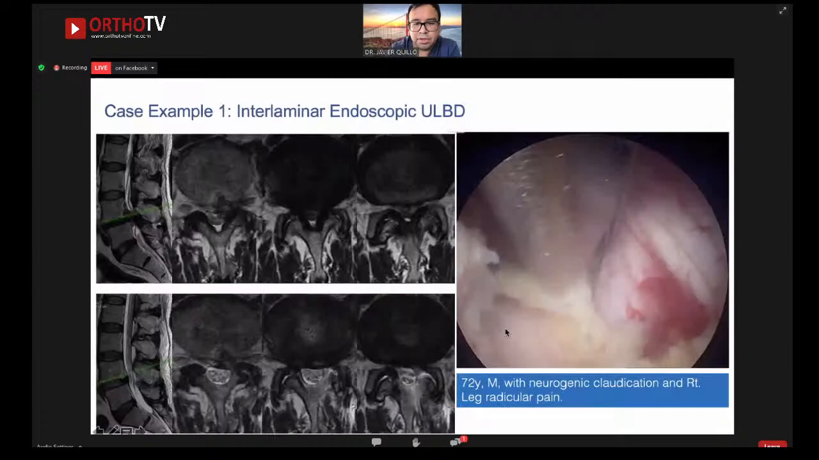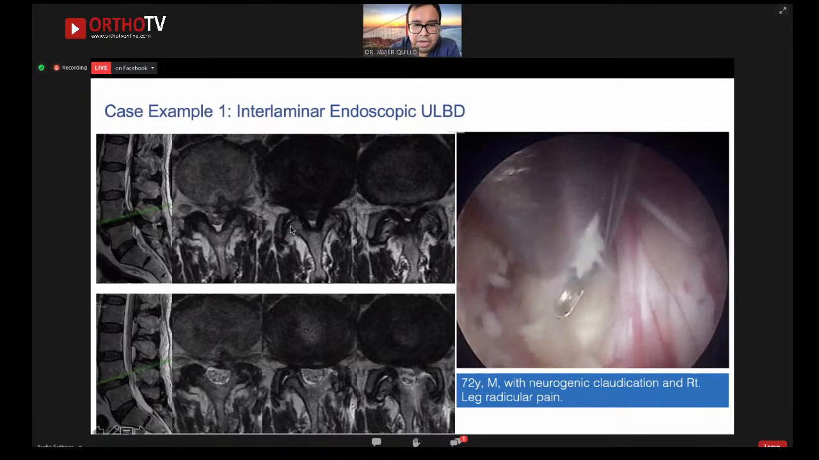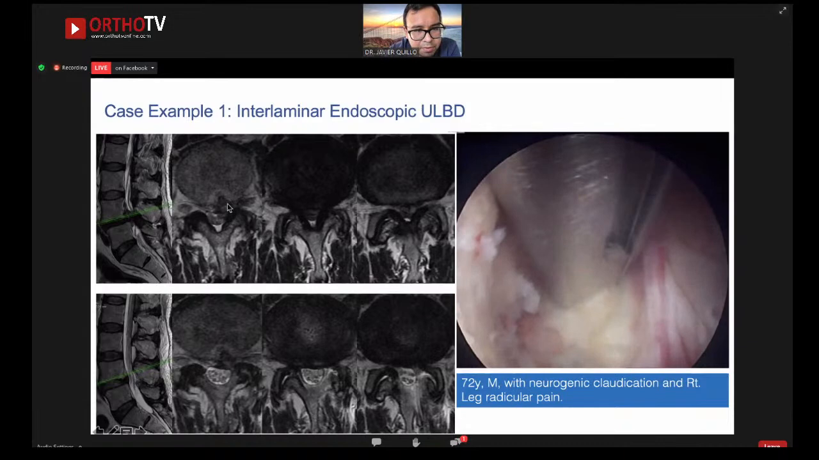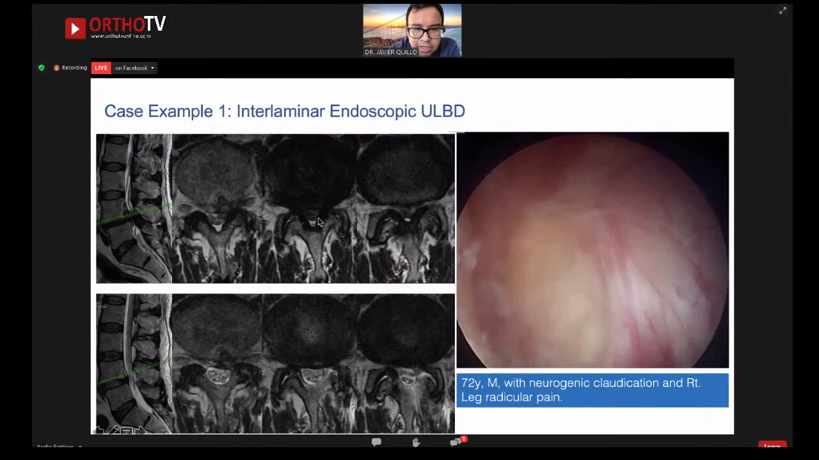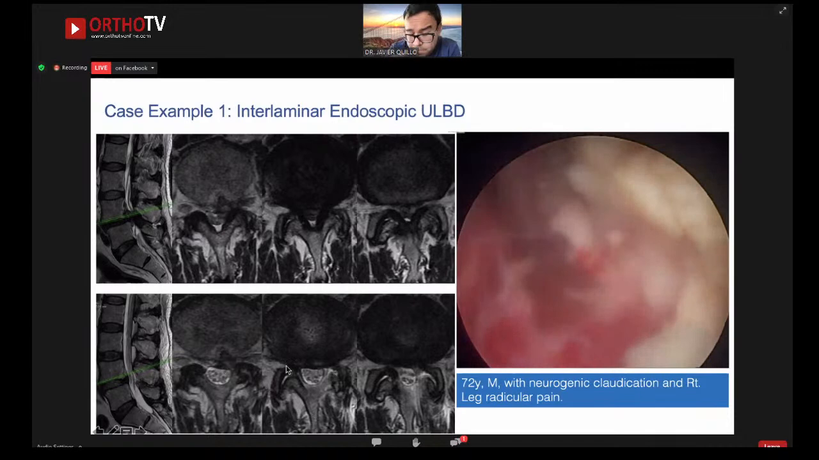This is a case example of a 72-year-old male with severe central spinal stenosis with claudication and very severe left radicular pain. In the superior panel, you can observe in the preoperative images a pathology in the ventral epidural space, not only the hypertrophy of the ligamentum flavum and hypertrophy of the facet joints. You can observe this finding. And look at the immediate postoperative MRI: a very good decompression was achieved.